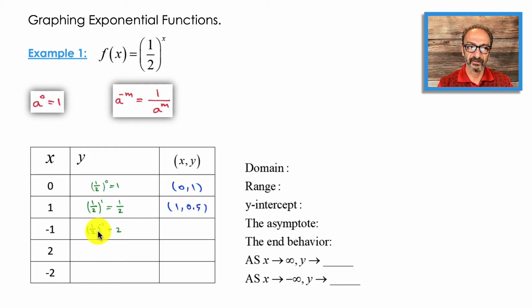When x equals negative 1, remember that (1/2) to the power negative 1, with this rule, we have to flip it, so it becomes 2 to the power 1 on top, and that's 2. So negative 1 takes me to 2. When x equals 2, I have 1/2 to the second. 1/2 times 1/2 is 1/4, or 0.25. Negative 2, again, we flip it and make it positive, 4 now. So negative 2 takes me to 4.